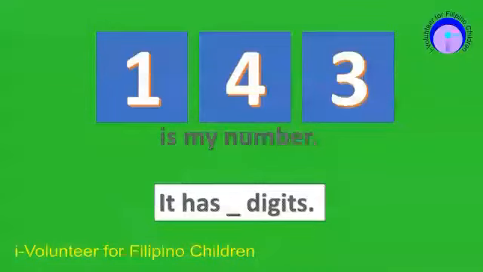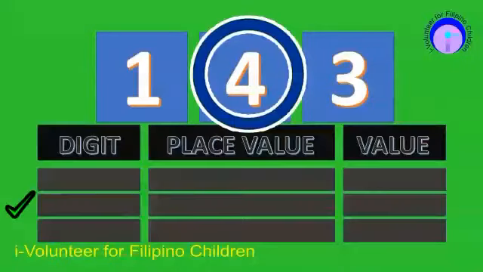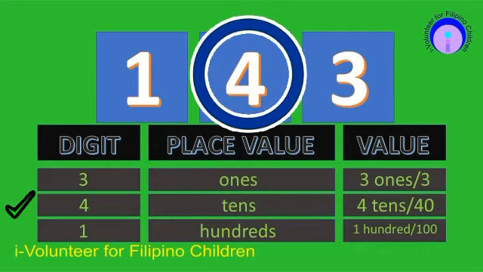What is your number? How many digits does your number have? 143 is my number, and it has 3 digits. What digit do you have? What place value does it belong to? What is the value of your digit? Digit 4 is in the tens place, and the value is 4 tens, or 40.